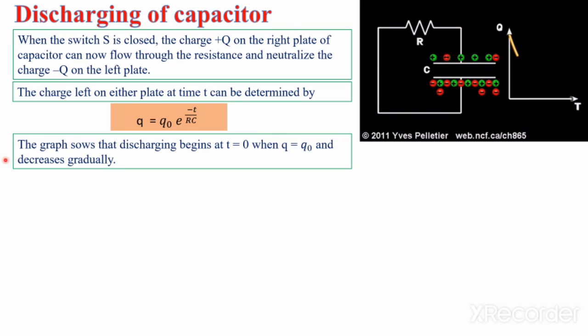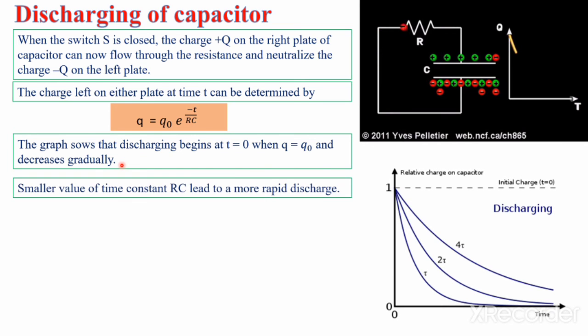divided by RC. The graph shows that discharging begins at t equals 0 when Q equals Q naught and decreases gradually. We know that in the discharging case, initially the capacitor is charged. The capacitor is maximum charged. So at time t equals 0, the capacitor is maximum charged. A smaller value of time constant RC leads to a more rapid discharge. In this figure you can see different time constants. For a smaller time constant, the capacitor is rapidly discharged, but for a larger time constant, the capacitor takes time to discharge.